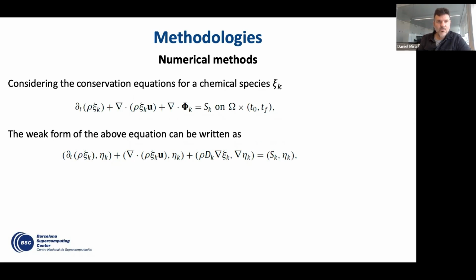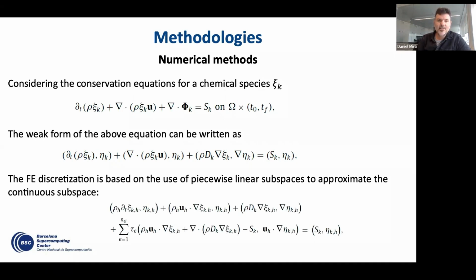And then, depending on the numerical method that you use, for example at BSC, we use the finite element method. This equation is discretized using piecewise linear subspaces. At the end, if you look at the first equation on the top and compare it with the equation on the bottom, you can see that these equations are very different, which means that when we implement these equations in our CFD codes, depending on the method that you use and how you implement these equations for the same physical model, we can end up with different results.